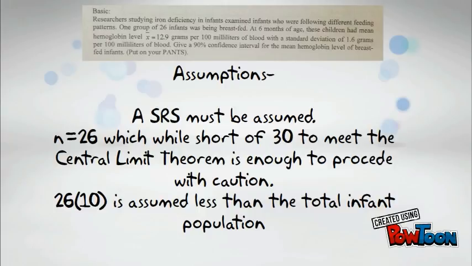Lastly, the central limit theorem, which states that if n is greater than 30, there is a normal distribution, is not applied, because n is in fact 26. Because of this, we now will proceed with caution for our results.